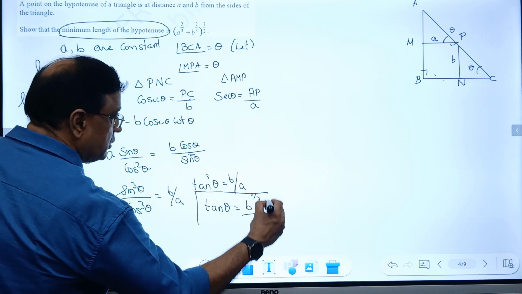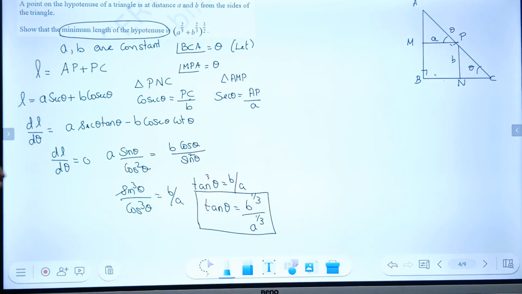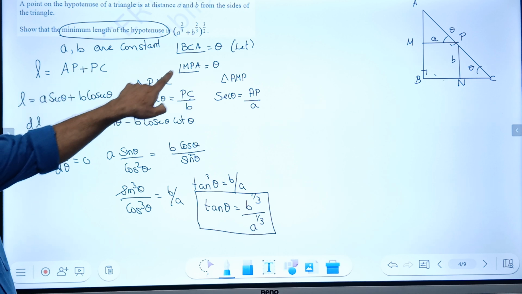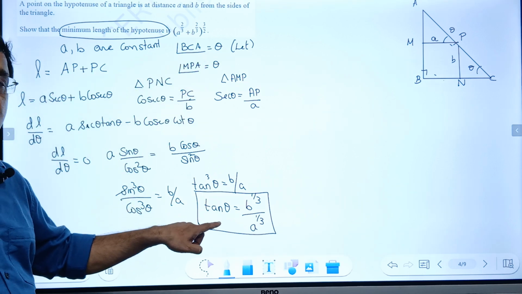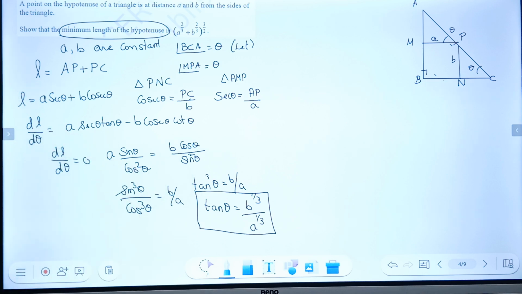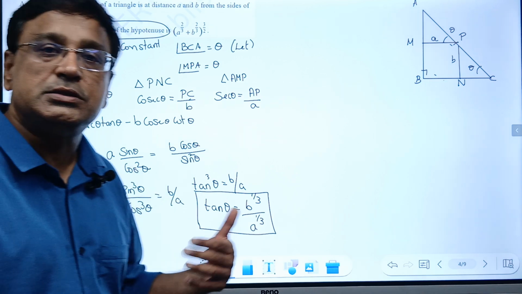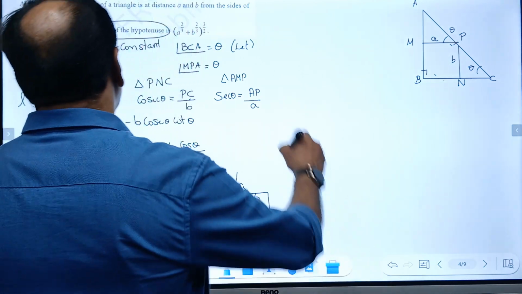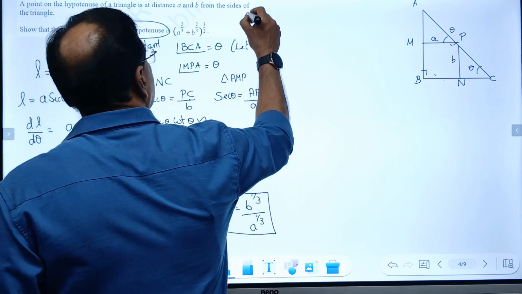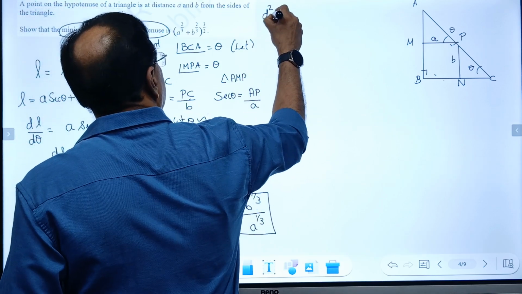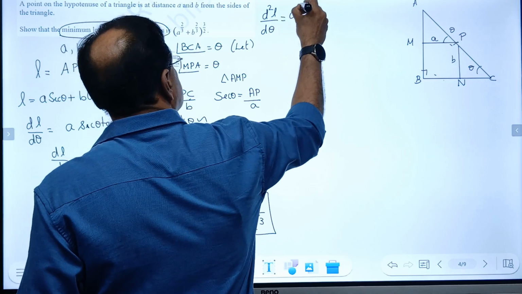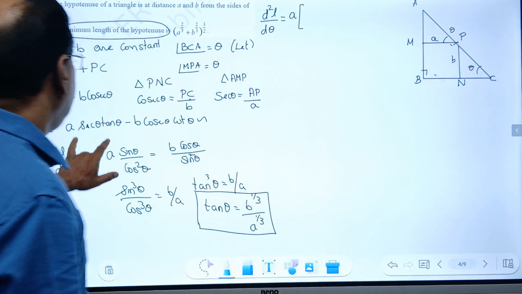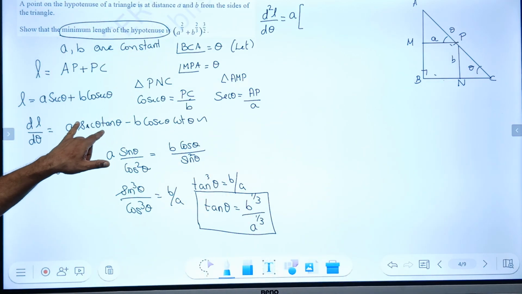Something very, very important. See, I brought the hypotenuse AP and PC in terms of theta using trigonometry. I differentiated, equated to 0 and found theta. Now I have to go for the second derivative to establish whether it is maxima or minima, right? So I'm going to differentiate this. D square L by d theta square. Now A is a constant. I keep it inside. I'm going to use the product rule for secant theta into tan theta.